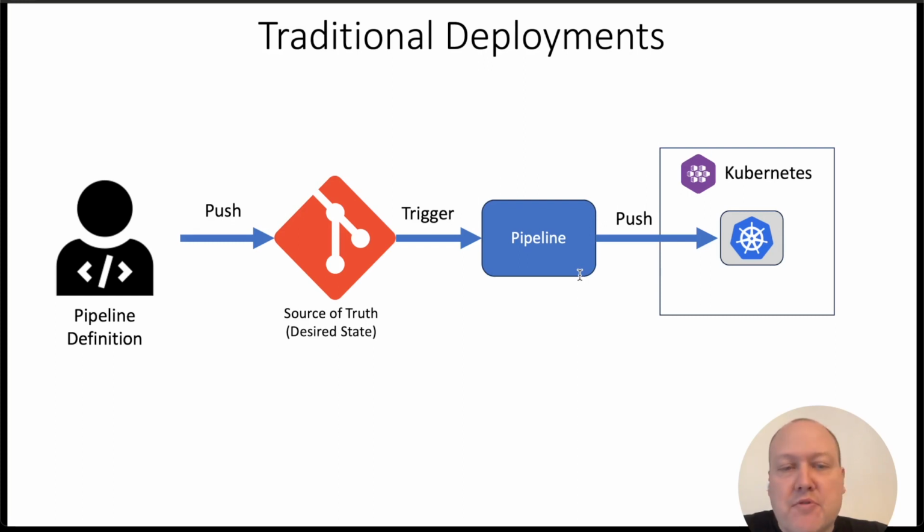We then have some sort of trigger event, which could be based on a code change, a change of the pipeline, or it could even be a manual trigger event. This then executes our pipelines, which then push the changes to our deployment targets. The key here is that this is a push.